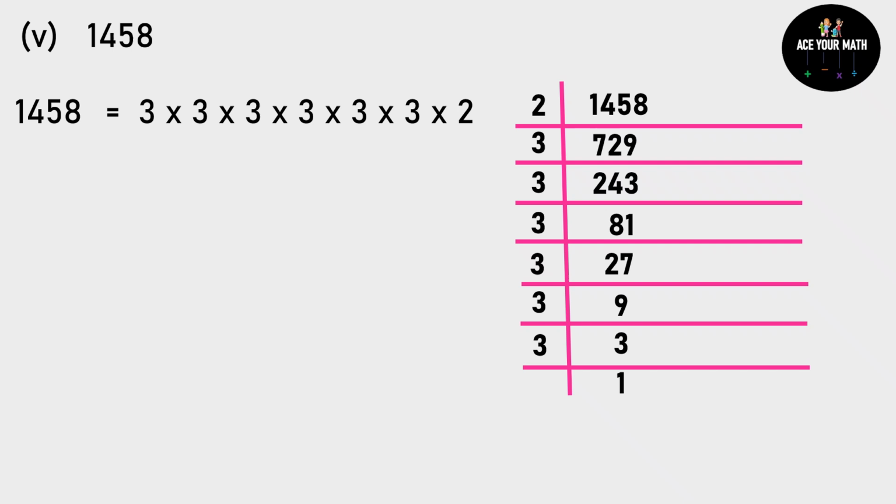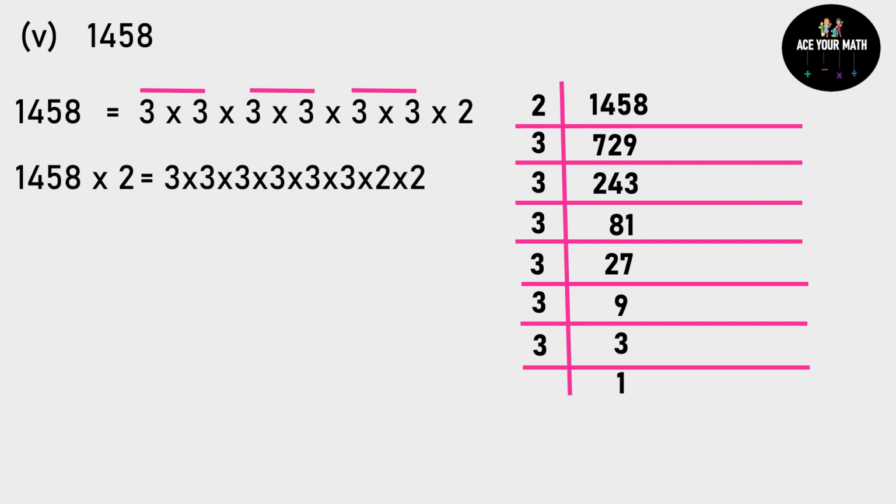Now the next step is formation of pair. See 3 and 3 forms a pair. Again 3 and 3 has a pair and next 3 has a pair. But if you see 2 doesn't have a pair, it means if I multiply this whole term by 2, then 2 will also get in pair. So what we will do, we will multiply both sides by 2.